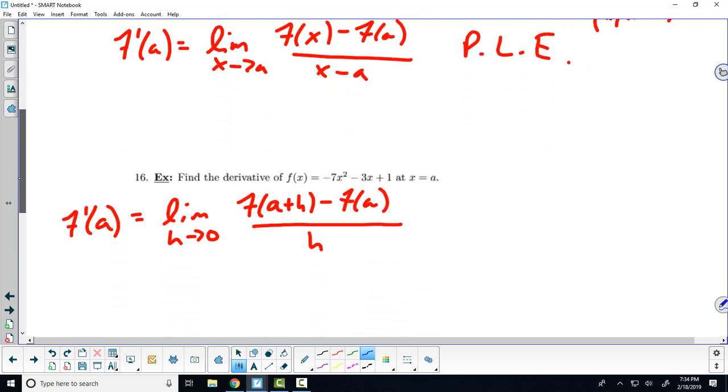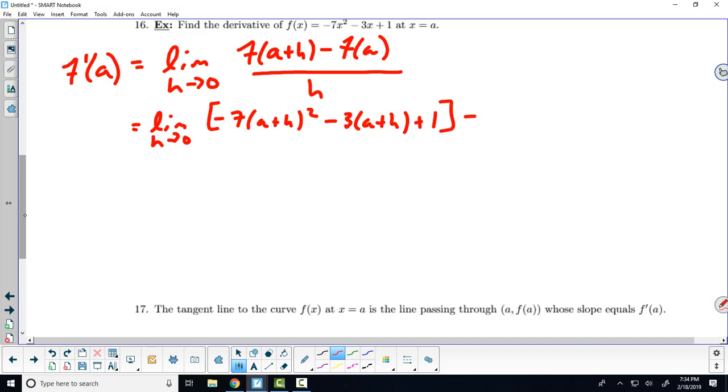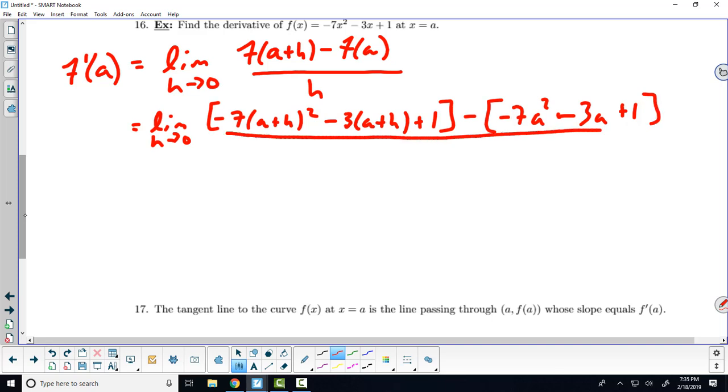All right, so I'm using this definition. This is usually my go-to definition, but either one will work in this case, and I encourage you to maybe try the alternate definition after this. But we have the limit as h approaches 0 of -7 times a plus h quantity squared minus 3 times a plus h plus 1, minus -7a squared minus 3a plus 1, all over h.